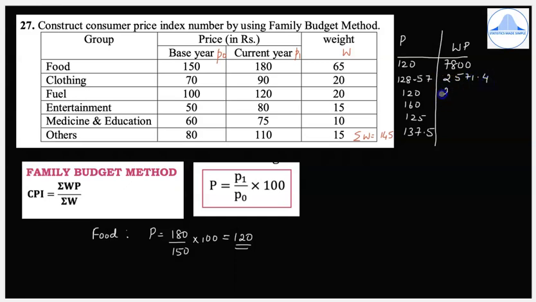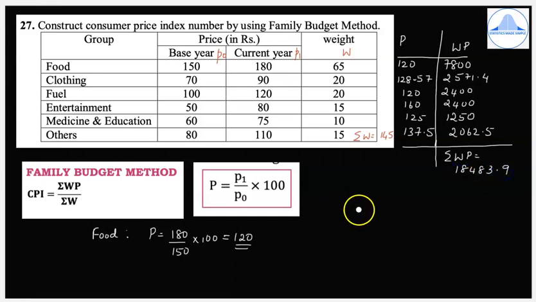2,571.4. Next one is 2,400. Then again we have 2,400, 1,250, then 2,062.5. Then next you have to sum up all the WP values. So you'll get summation WP is equal to 18483.9. So let us now calculate CPI.